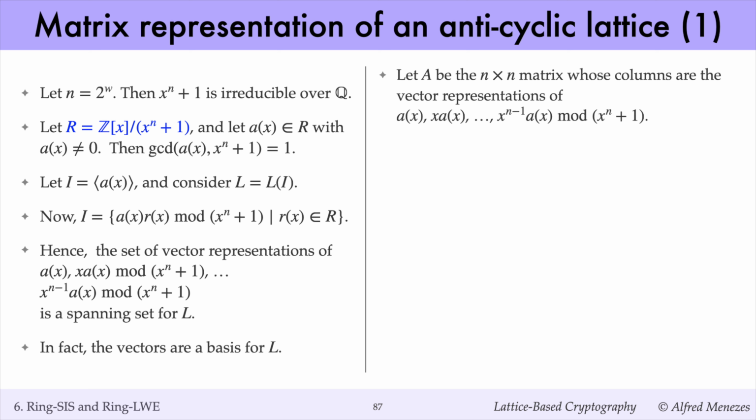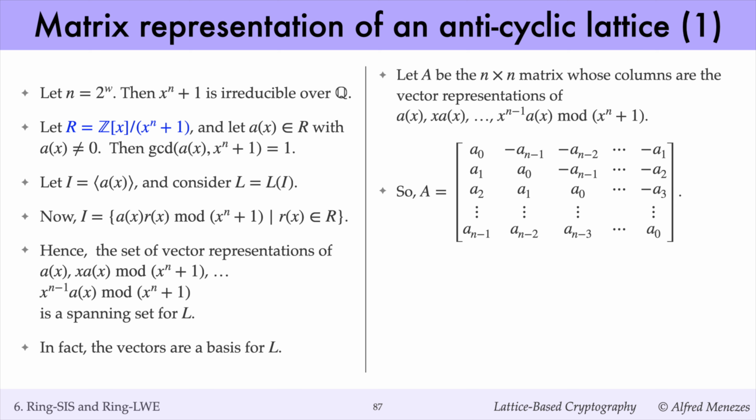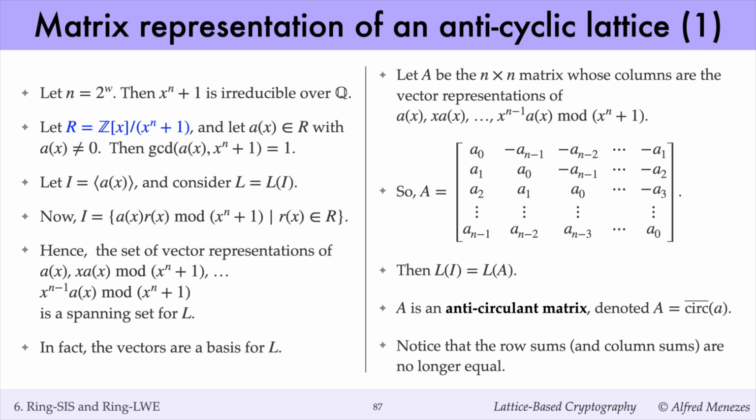Now, let A be the n times n matrix whose columns are the vector representations of the basis vectors. A is a basis matrix for the ideal lattice L of I. Such a matrix A is called an anti-circulant matrix. Notice that unlike the case with circulant matrices, the row sums and the column sums of an anti-circulant matrix are not equal.